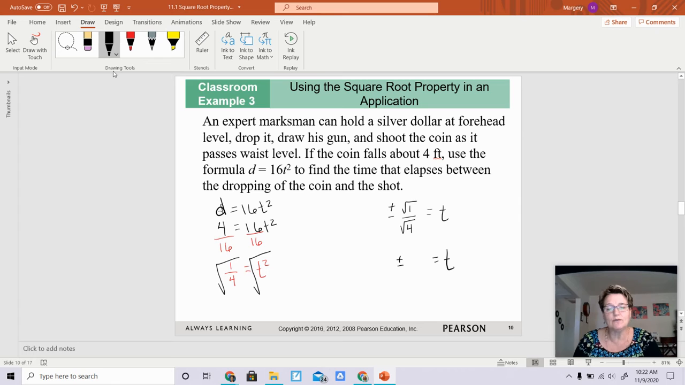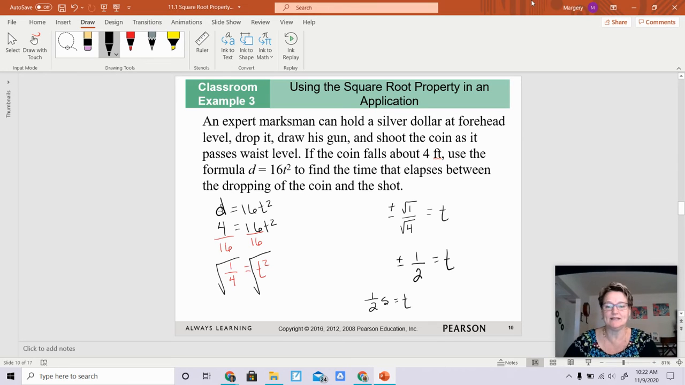First of all, the square root of 1 is 1. The square root of 4 is 2. So you have two answers: t is 1/2 and t is negative 1/2. Now, time is always positive, so t is 1/2, a half a second. So it should take a half a second for the coin to pass by the waist level.